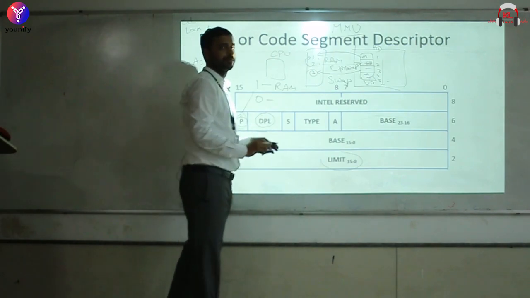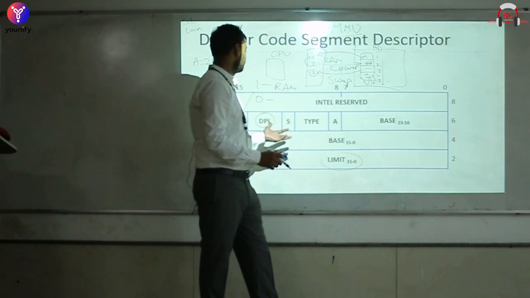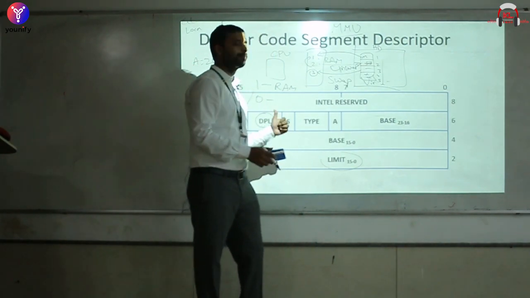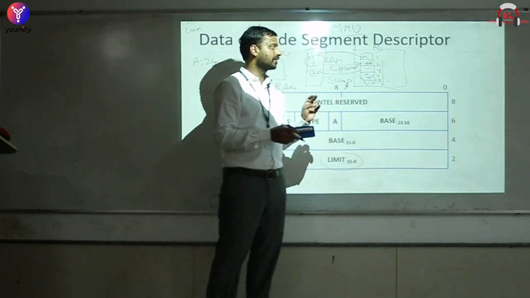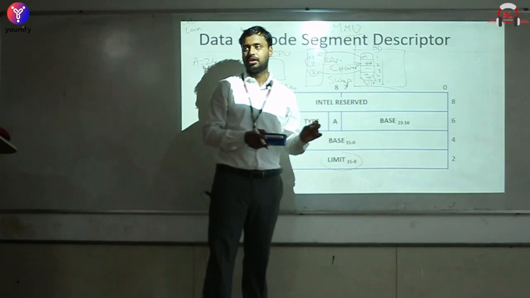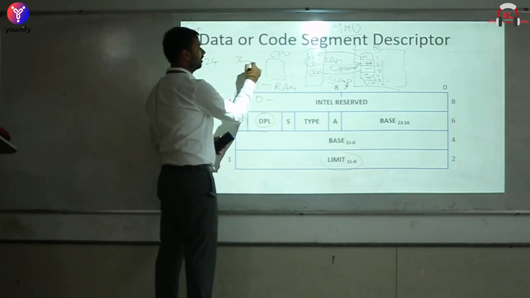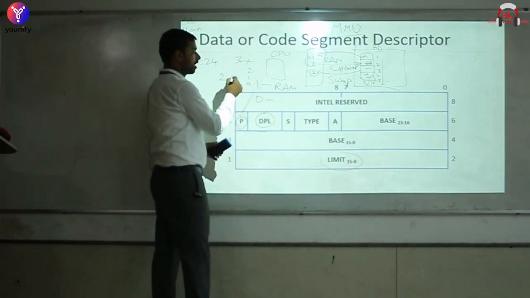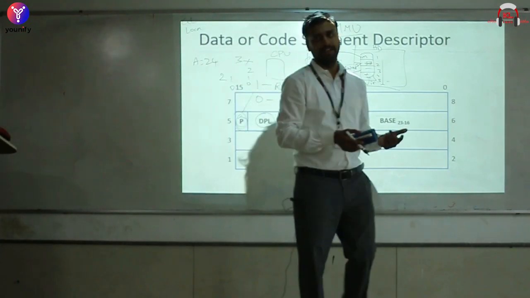DPL is the descriptor privilege level. So we have 4 privilege levels, 0, 1, 2 and 3, 0 being the highest and 3 being the lowest. This is where your protection part comes in. If I want to access a higher privilege level, it rejects me. So as privilege level 3, you can't access 2, 1 and 0. As privilege level 2, you can't access 1 and 0. As privilege level 0, you can access anyone.